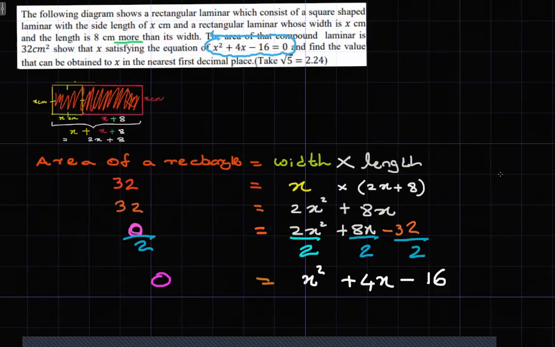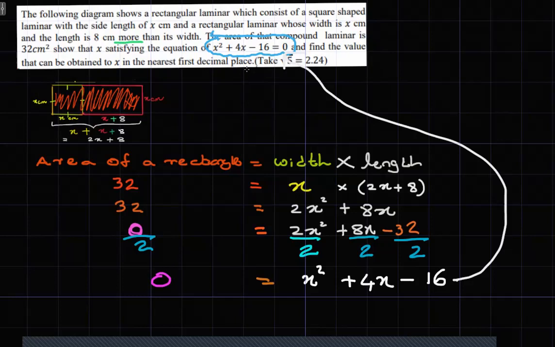Now let's ask the examiner whether he's happy with the way we have presented the equation. Let's compare. So what has he got? He wants x squared plus 4x minus 16 to be equal to 0. And have we got it? Yes, we do have it. x squared plus 4x minus 16 is equal to 0. So he's happy.